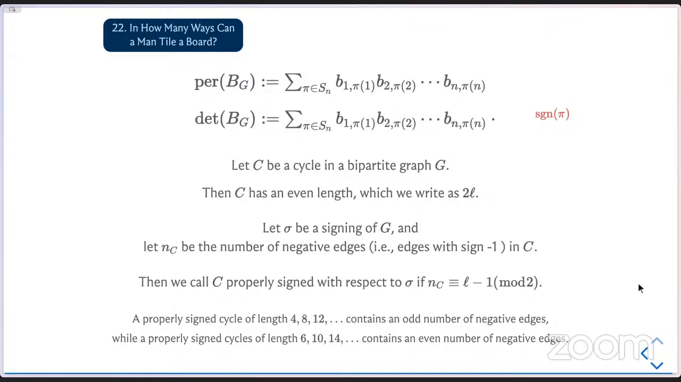So if your cycle length is a multiple of 4, I would want that there are an odd number of negative edges on it. And if the cycle length is such that it leaves a remainder of 2 when divided by 4, then I would want that it has an even number of negative edges on it. If this happens in any signing, then we say that this is a proper signing. It's a nice signing, and we'll see why in just a minute.